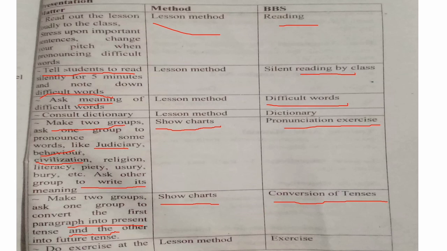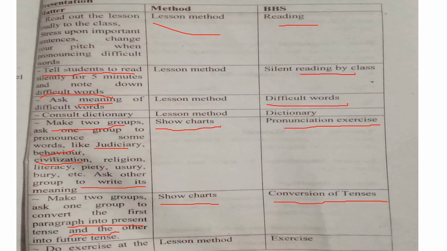Then make two groups. Ask one group to convert the first paragraph into present tense and the other into the future tense. Here you will see the activity of the grammar. One group just changes the paragraph into the present tense, and the other group will change it into the future tense. Here also the method is the show chart. Here the material will be the chart, and here it will be the conversion of the tense. Here we will talk about the grammar, the tense, the different structures of the tense. In this way we just move ahead, and we implement our lesson plan.